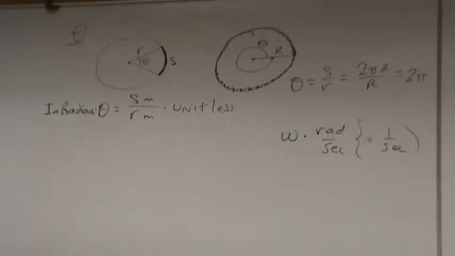So look at the conversion. 1 revolution. How many degrees is 1 revolution? 360. And how many radians? 2 pi. So write that in there: 360 degrees, 2 pi radians.